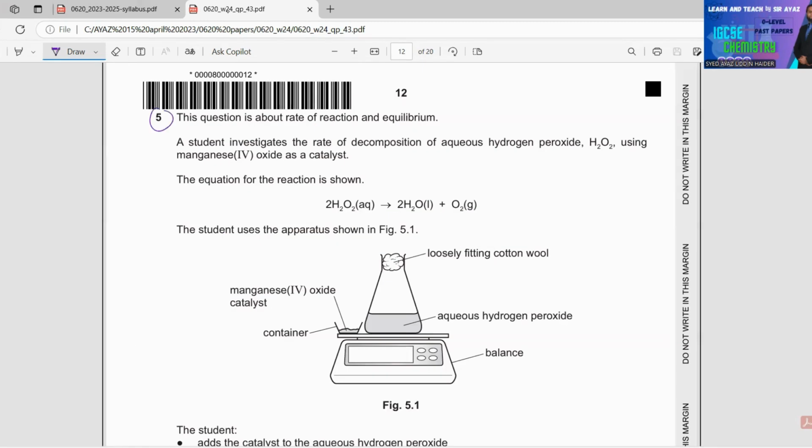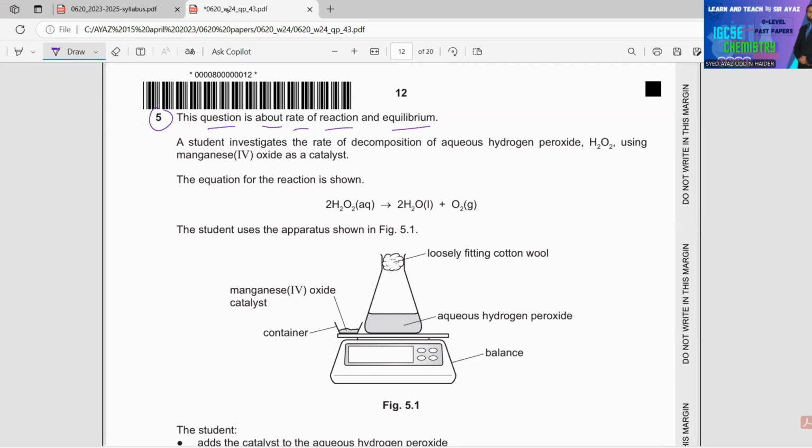Number 5. This question is about rate of reaction and equilibrium. A student investigates the rate of decomposition of aqueous hydrogen peroxide, H2O2, using manganese(IV) oxide as a catalyst. The equation for the reaction is shown. Here's the reaction equation: 2H2O2 aqueous gives 2H2O liquid plus O2 gas. The student uses the apparatus shown in figure 5.1.